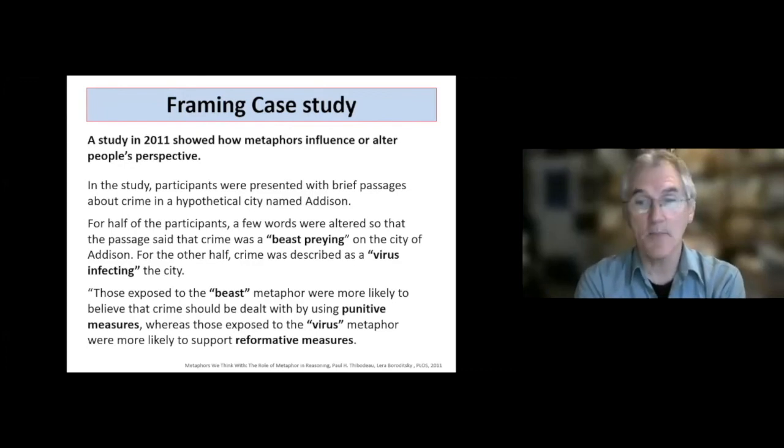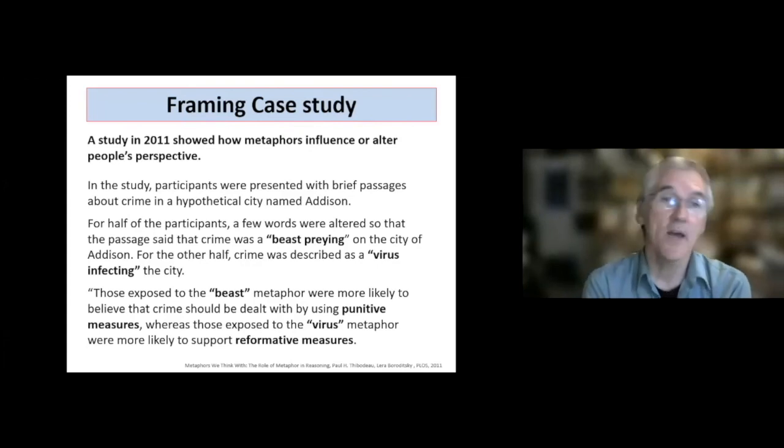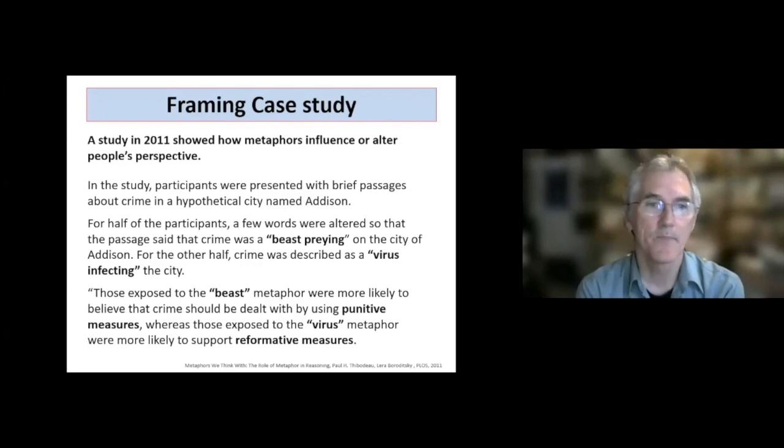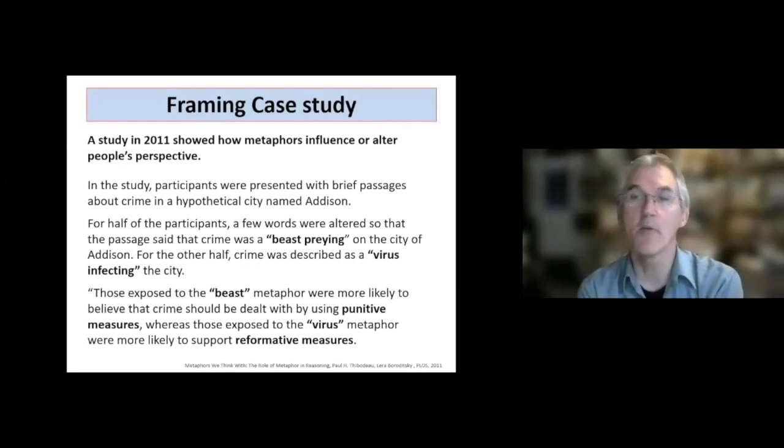In the study, participants were presented with brief passages about crime in a hypothetical city called Addison. For half of the participants, a few words were altered so that the passages said that crime was a beast preying on the city of Addison. For the other half, crime was described as a virus infecting the city. Which metaphor was used affected the way people thought about it.